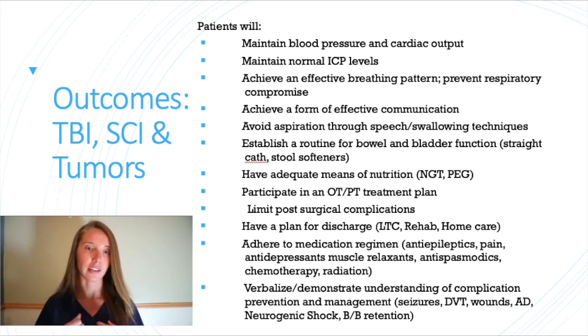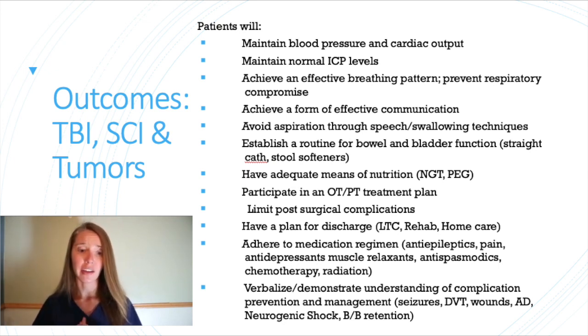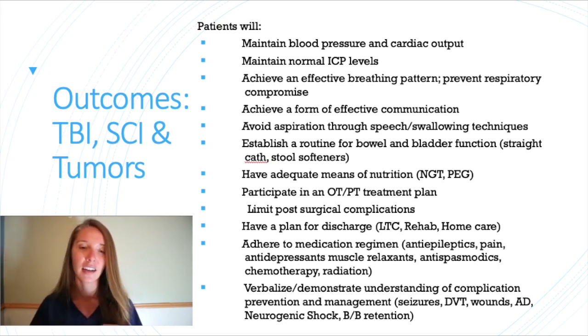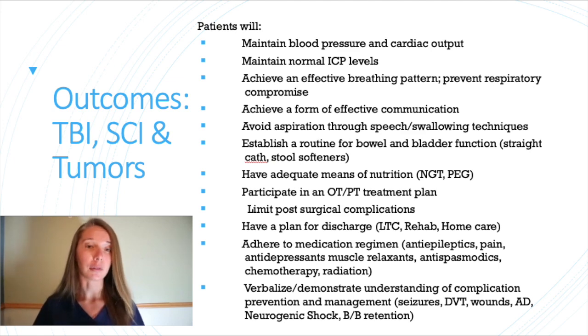Make sure they understand their medication regimen. Make sure they understand their therapy regimen. Make sure they understand how to prevent complications like neurogenic shock, autonomic dysreflexia, pressure injuries. Make sure they have a good support system, or that they're going to a place that will adequately care for them. So that about wraps up our acute neurological injury lecture.